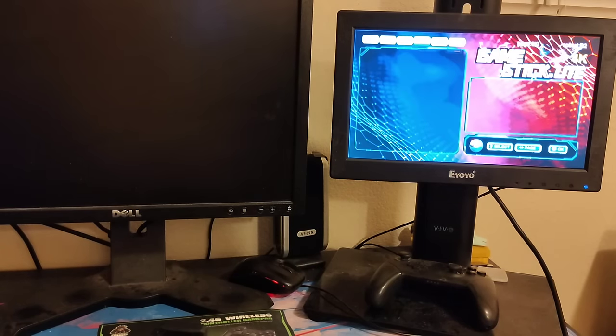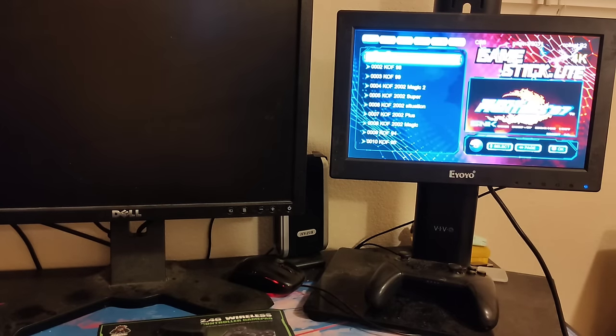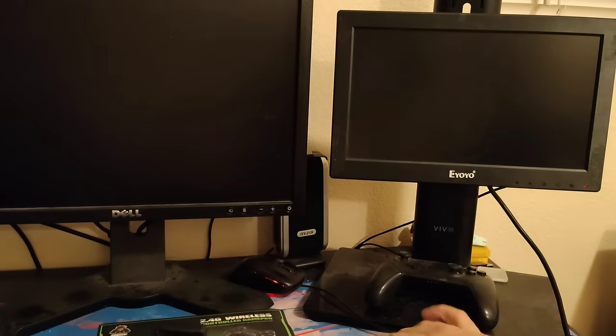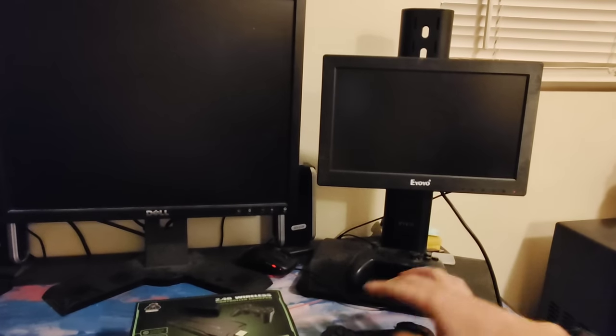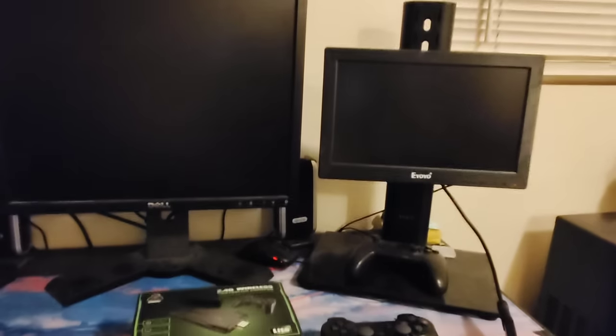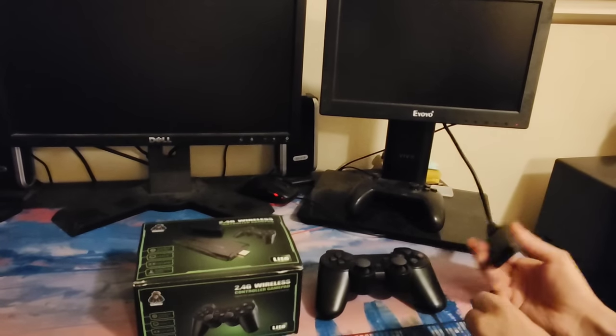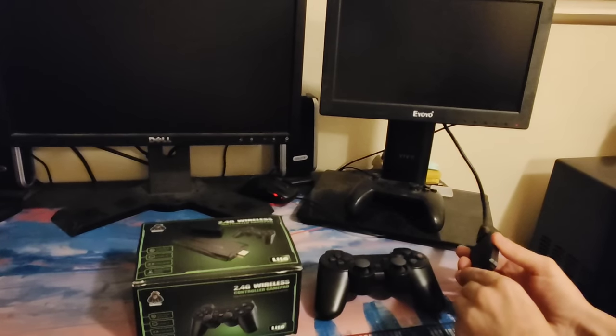Really straightforward. There's not much to it. Sometimes what I encountered with the last unit I got is if you turned it on, it would just go black. So that's when you have to take the power out and kind of mess around with it. Like what I did with my old one when it wouldn't turn on, I would take the power out and then put it back in, and then usually it would work.